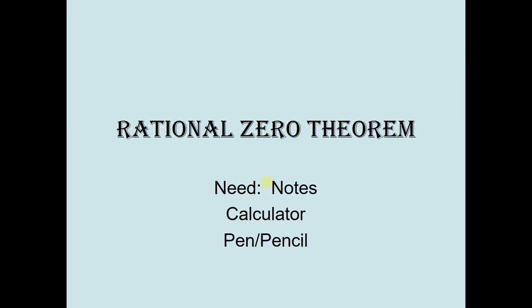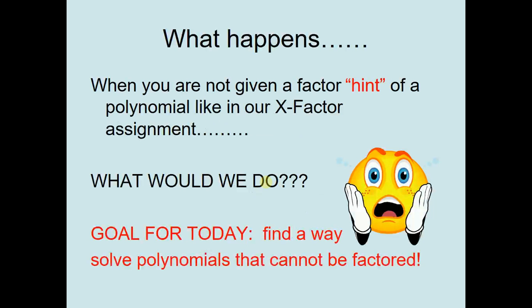So today we're going to look at the rational zero theorem. You're going to want your notes, a calculator, and a pen or pencil today. So what happens when you're not given a factor or the hint of the polynomial, like our X factor assignment had? What are we going to do? No, we're not going to freak out like that little man right there. Today we're going to find a way to solve polynomials that cannot be factored.